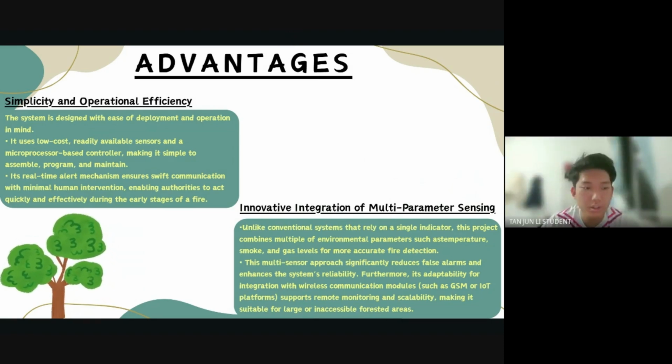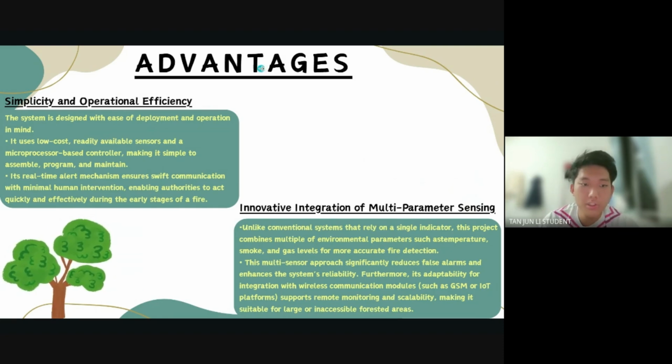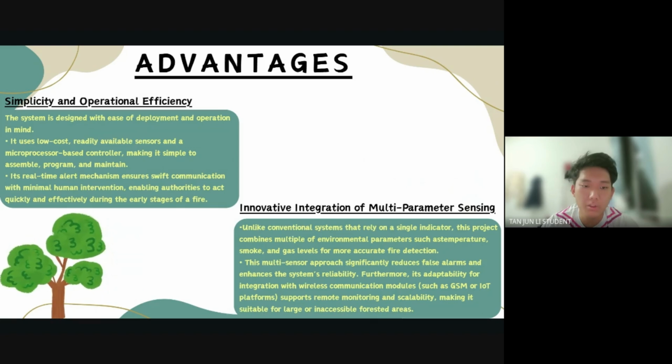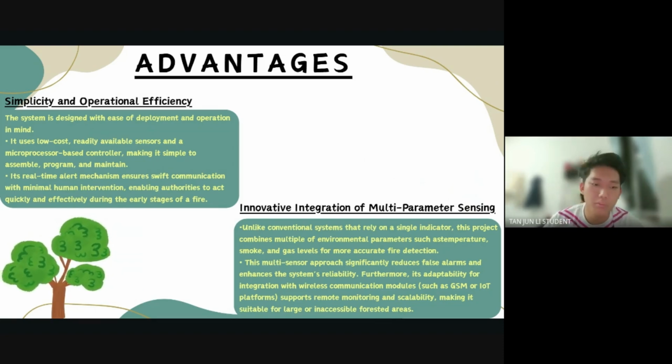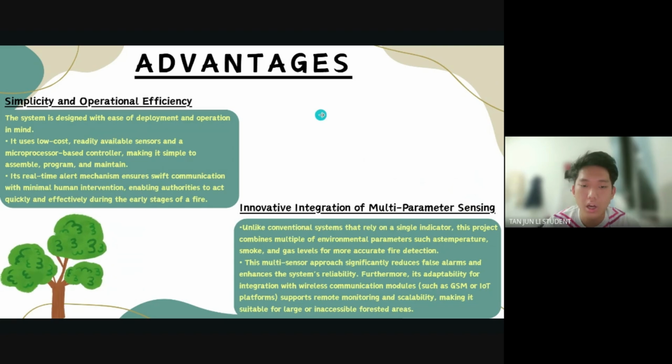Okay, thanks, Kashan. Now I'm going to talk about the advantages. For simplicity and operational efficiency, the system is designed with ease of deployment and operation in mind. It uses low-cost and readily available sensors and a microprocessor-based controller, making it simple to assemble, program, and maintain. The second one for simplicity is its real-time alert mechanism, which ensures swift communication with minimal human intervention, enabling authorities to act quickly and effectively during the early stage of a fire.